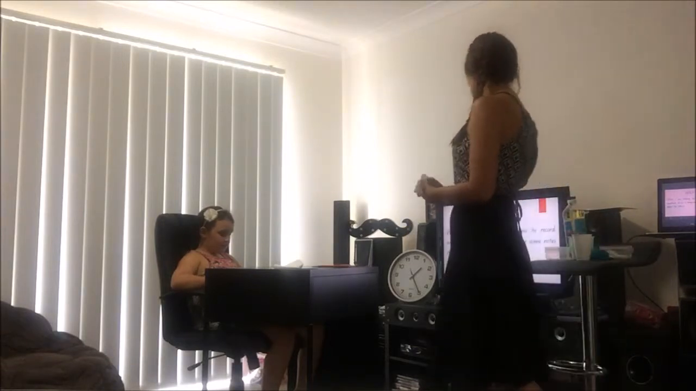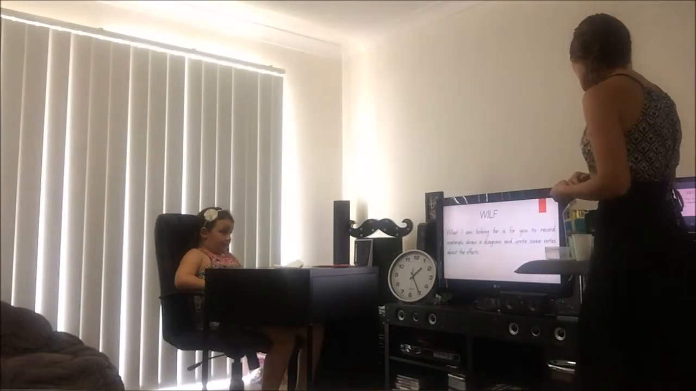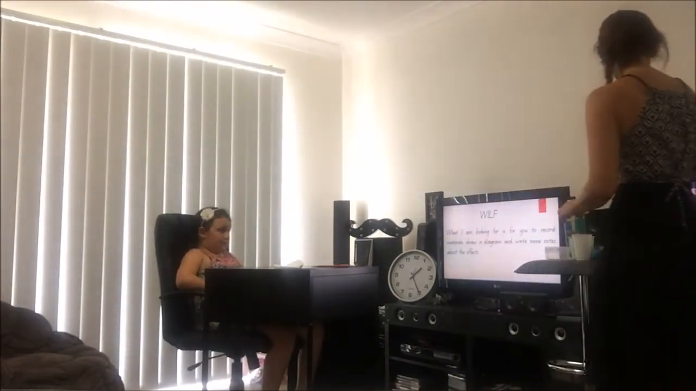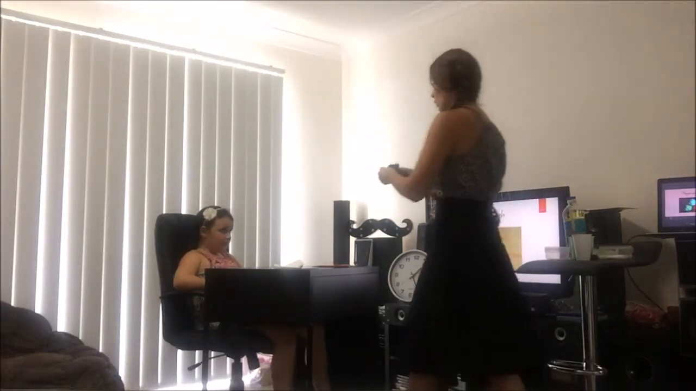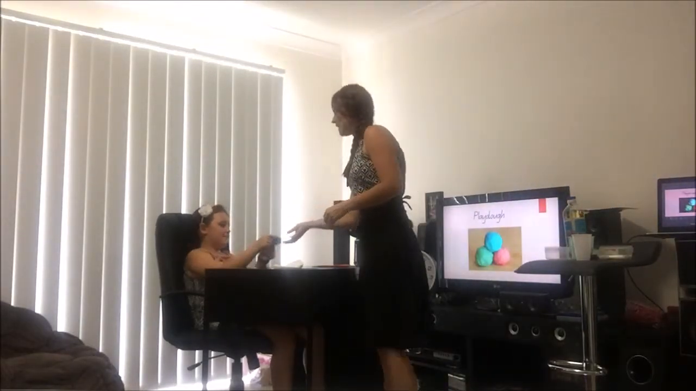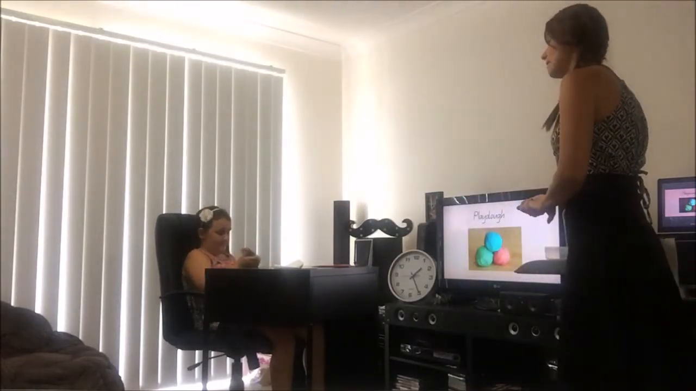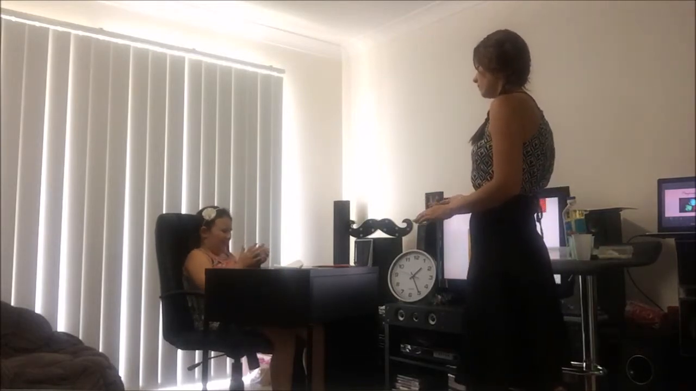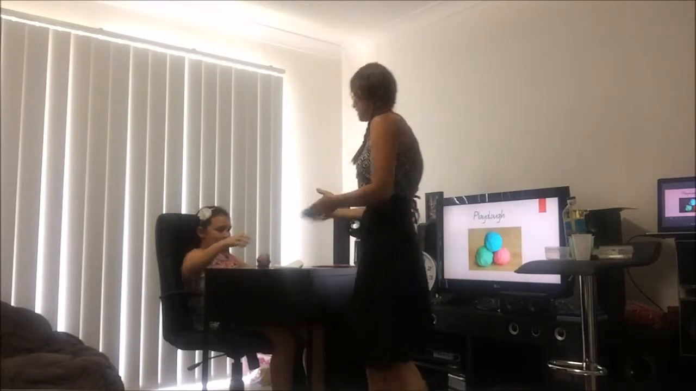Our WILF for today: what I'm looking for is for you to be able to record materials, draw a diagram, and write some notes about the effects. Okay? So our first part of our experiment today is looking at this Play-Doh. When you look at this Play-Doh, can you see any of the ingredients? No. Why don't you think you can see them? Because they're all mixed together. So you think they've all mixed together and that's why you cannot see the ingredients?